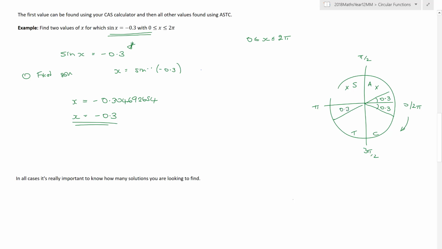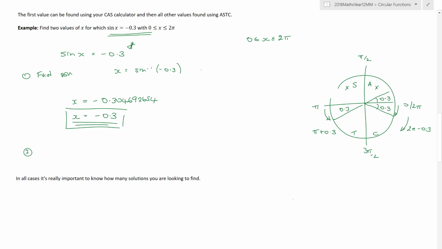And because we're looking for values that are between 0 and 2 pi, to get to this one here, I want to do pi plus 0.3. And to get to this value here, I want to do 2 pi minus 0.3. And that's exactly how we find the solutions, right? So this actually isn't any help to us. So that's not one of my solutions.